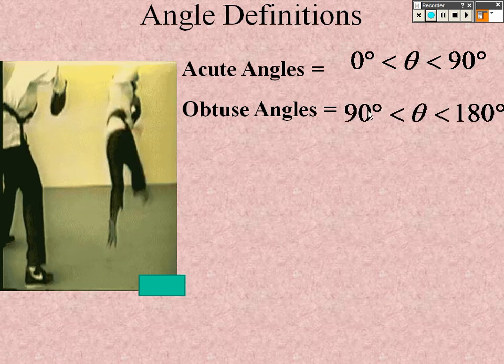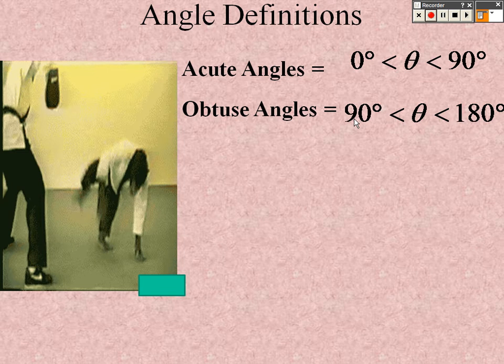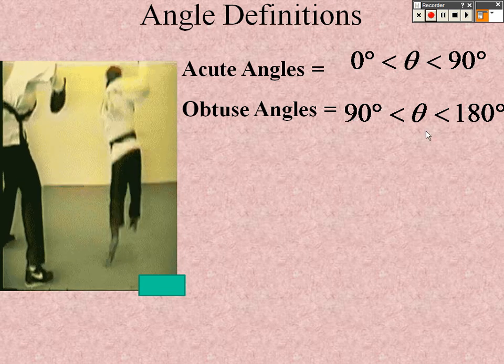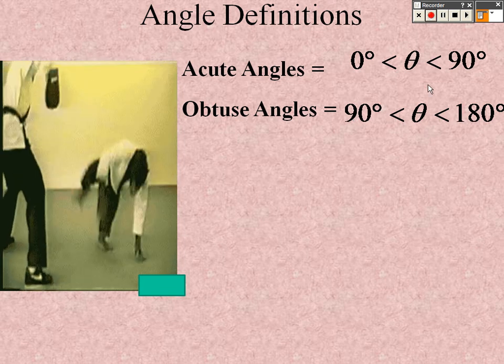An obtuse angle is not 90 degrees, and it's not 180 degrees. 90 is a right angle. 180 is a straight line, so it's in between 90 and 180.